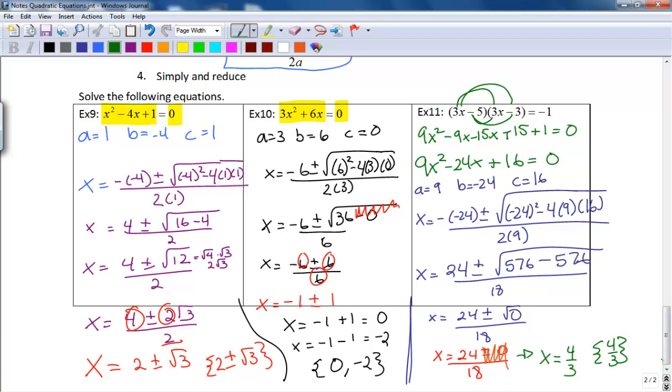All right, well, that's it for this section on quadratic equations. Again, we learned to solve by factoring, solve by extraction of roots, solve by completing the square, and solve by the quadratic formula.